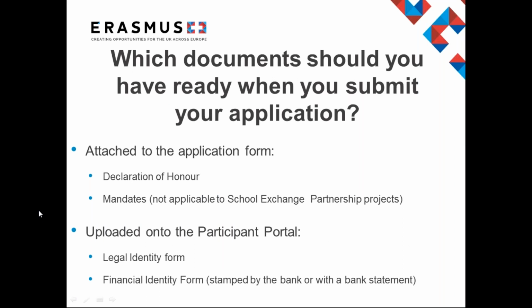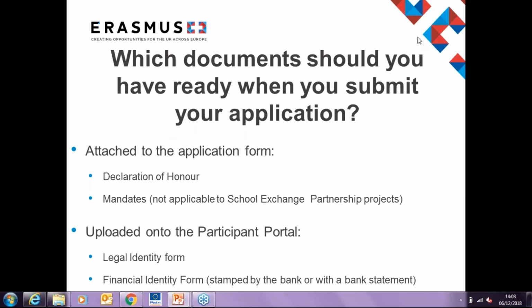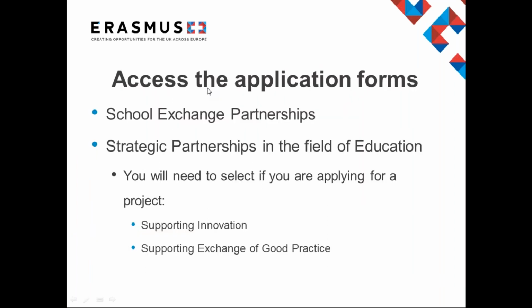On the screen, you have a list of documents that you will need to submit or upload before, or at least at the time of applying. You can now access this application's form. We will send a link to the forms when we send the follow-up email from the webinar. Please note that if you're applying for strategic partnerships for school education, you will need to select, as part of the application form, if your project supports innovation or the exchange of good practice.